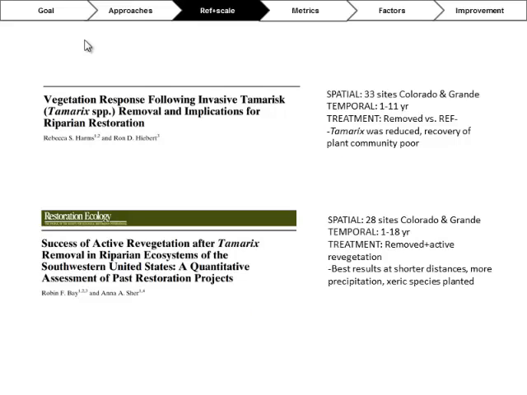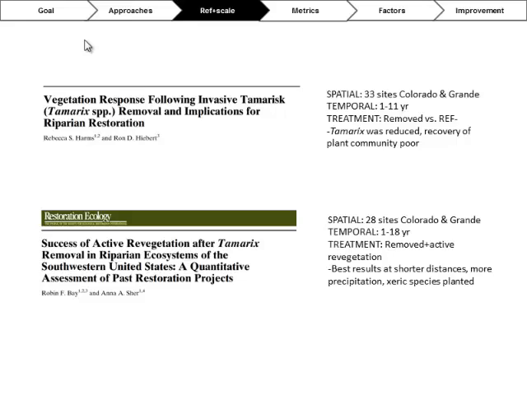The first paper working with large spatial and temporal scales was published in 2006 by Rebecca Harris and Ron Kieber. They were basically looking at the effects of removal versus negative reference sites in 33 sites along the Colorado and Rio Grande catchments, using a chronosequence going from 1 to 11 years. And the main result was that Tamarix cover could be reduced, but the recovery of the plant community was quite poor.